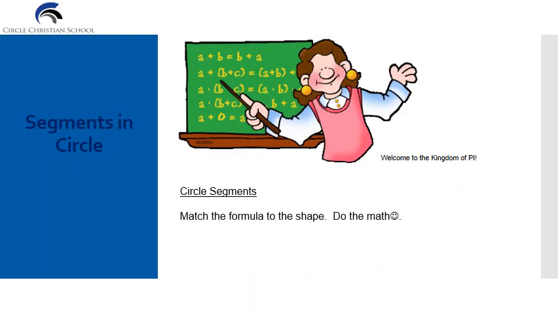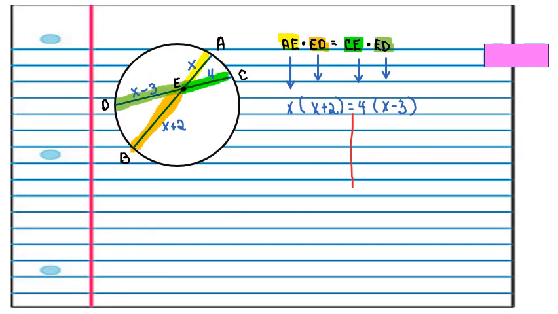Segments in a circle. Match the formula to the shape and then do the math. These are the ones that use things like the quadratic formula. Two chords in a circle: part of the first times part of the rest of it, and part of the first times part of the rest of it. They equal each other. They're congruent.